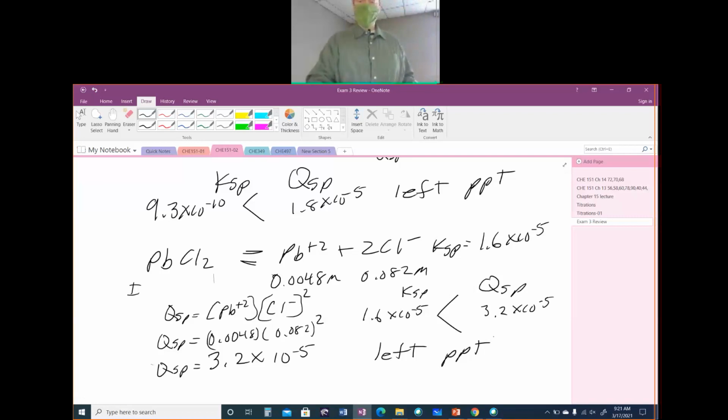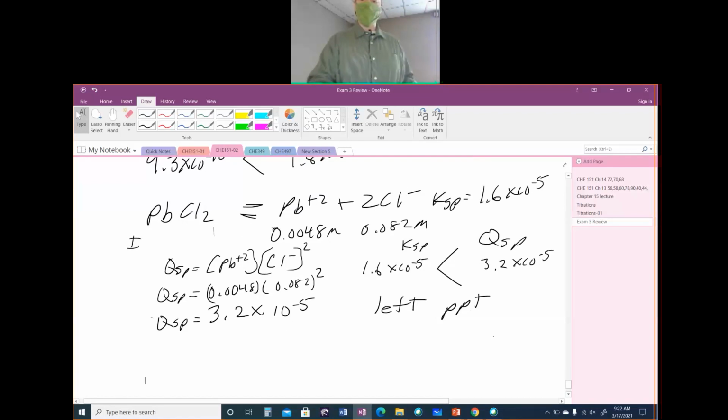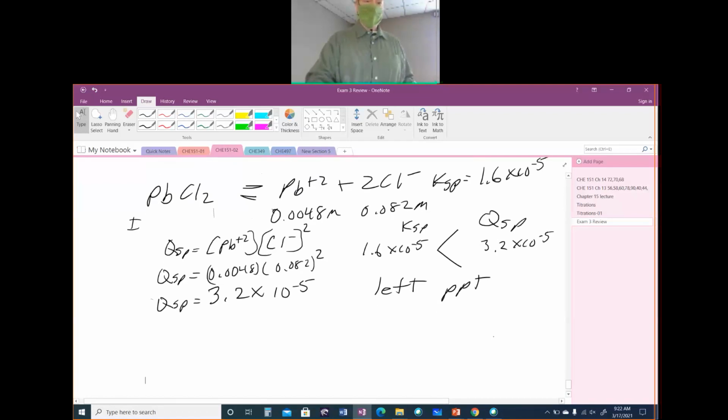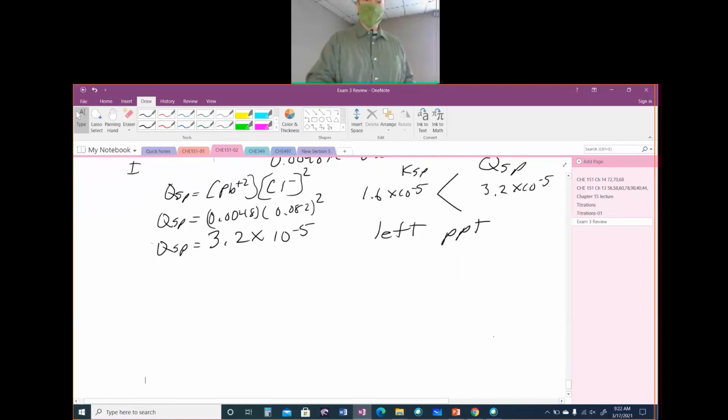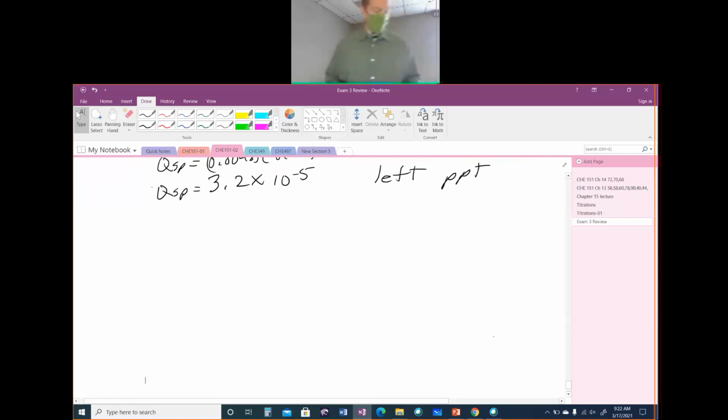So anytime the question asks, do you get a precipitate, you are going to compare a QSP to a KSP. If it is going to the left, yes, precipitate. If you're going to the right, no, not a precipitate, more aqueous.